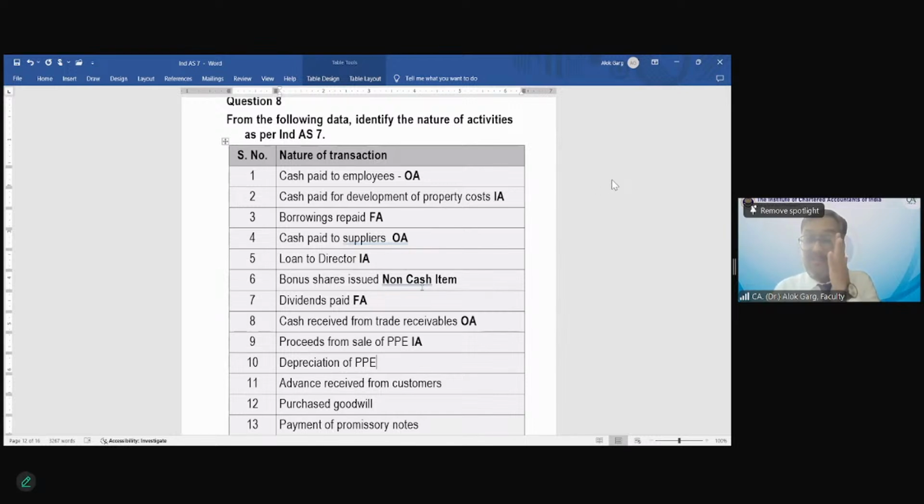Otherwise, I would have thought, oh no, this is probably the first class on statement of cash flow, right? But ICAI told me this is a revisionary class. Okay. But now I am also realizing, yes, this is a revisionary class.